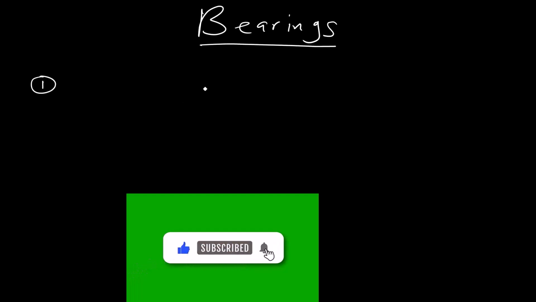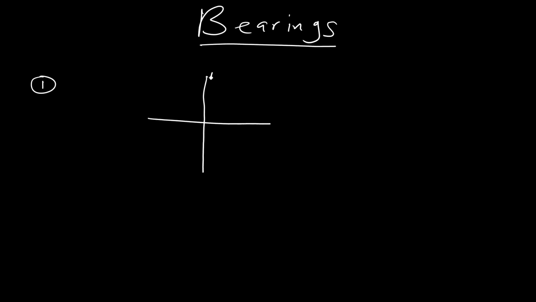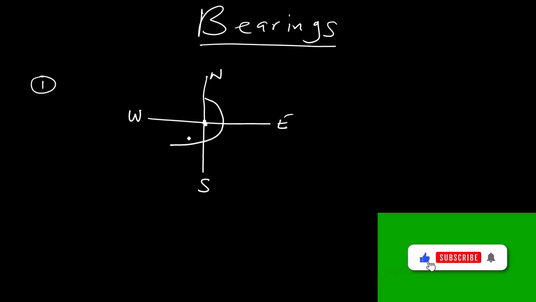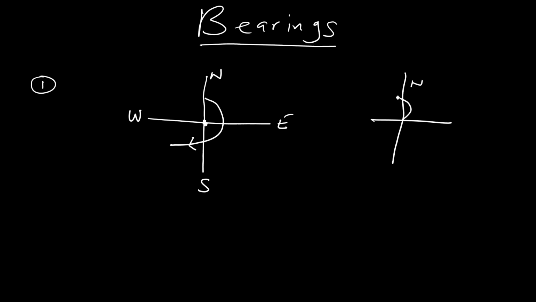In case you have this, we have our north, our west, our east, then our south. With bearings, the measurement starts from the north, then we rotate in a clockwise direction. You cannot start from the north and rotate this side. No, this is wrong. Under bearing, we start from the north, then rotate clockwise.